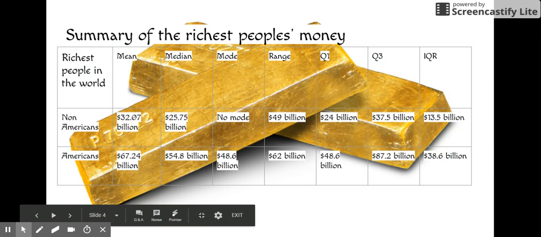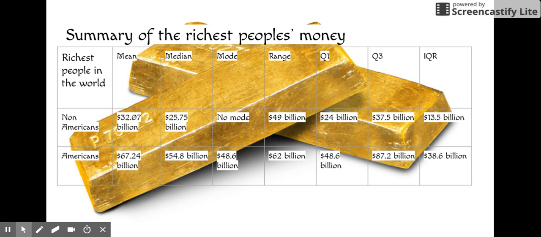Here's a summary of the richest people. As you can see, the data set for the richest Americans is significantly higher than the data set of the richest non-Americans.